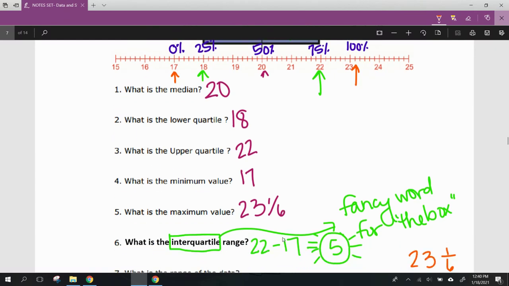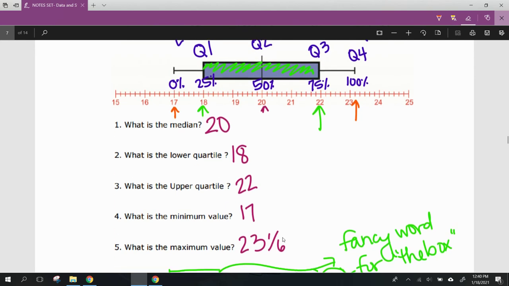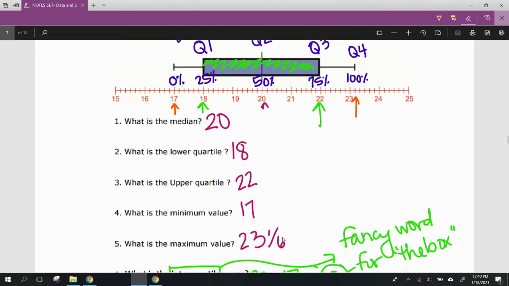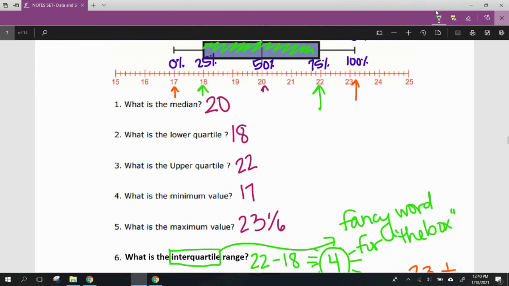I totally goofed. I marked 18 earlier. No, but did anybody catch that? I hope you did. I marked 18 for the smallest of the box, but I wrote down 17. Dun, dun, dun. Everybody goofs. That's why we got to work together and help each other. So the interquartile range is actually just 4. Interquartile, the range of the box, 18 to 22, right? 1, 2, 3, 4.